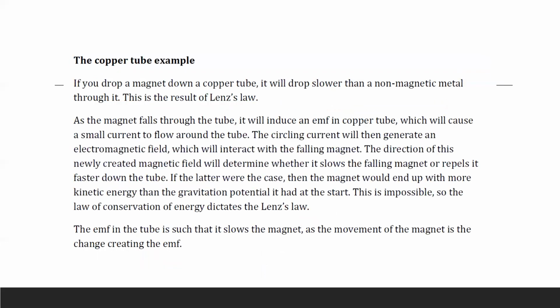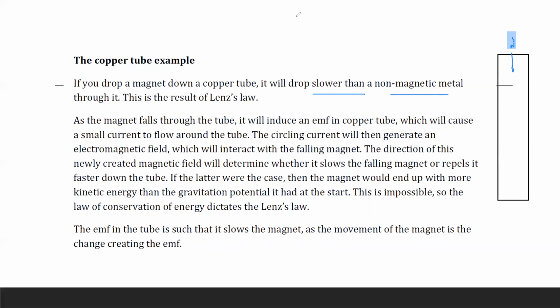So we can also use the example of a magnet dropped through a copper tube. For example, if you drop a magnet down a copper tube, what you will observe is that it will drop slower than a non-magnetic material. Why will it drop slower than a non-magnetic material?